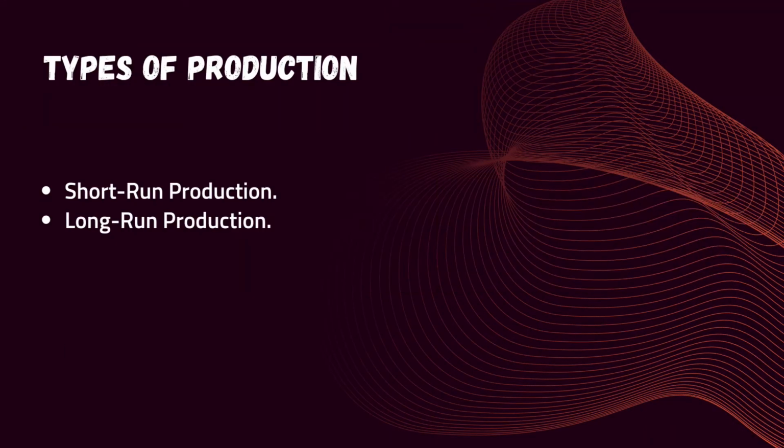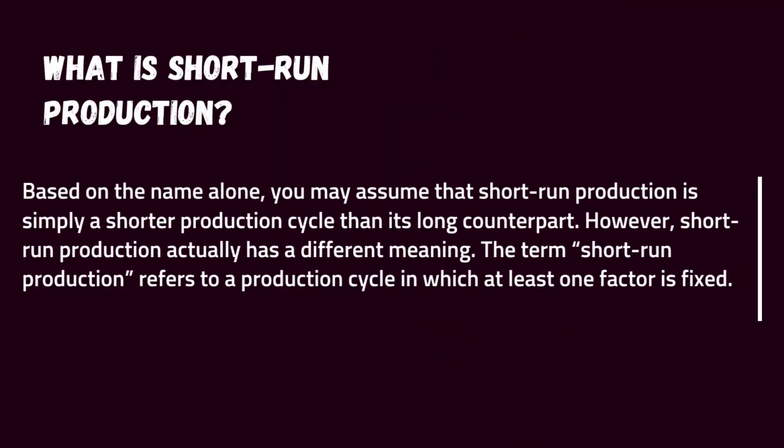Now, what are the types of production? How many types of production are there? There are two types of production: short-run production and long-run production. I will be explaining these things in this particular video, so be there till the last.